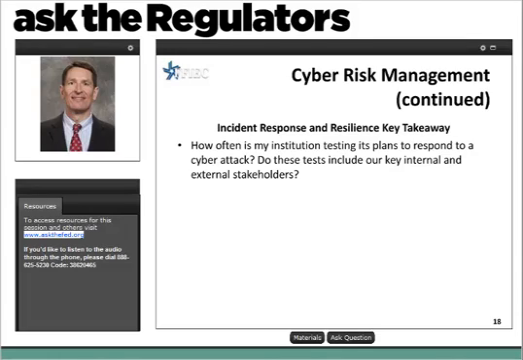Institutions should ensure that security and continuity activities are well known and coordinated across the institution. Your key takeaway for incident response may be, how often is my institution testing its plan to respond to a cyber attack? And do these tests include key internal and external stakeholders? Now I'd like to turn it back to Matt and ask everyone to turn to slide 19.